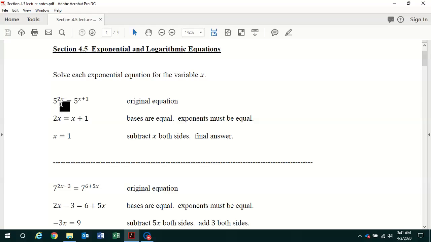So the solution to this exponential equation up here is x equals 1. And you can see that when you put in 1 for x on the left hand side, we have 2 times 1, which is 2, in the exponent. So the left hand side is equal to 5 squared. And when we put in 1 for x in the exponent on the right hand side, we have 1 plus 1, which is 2, and so the right hand side equals 5 squared. So we have 5 squared is equal to 5 squared.